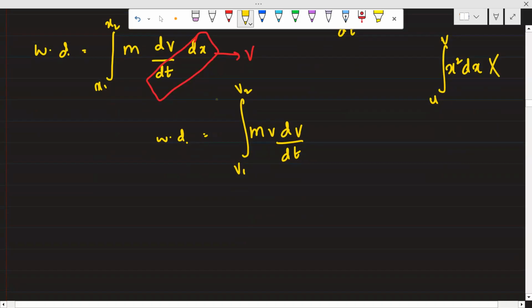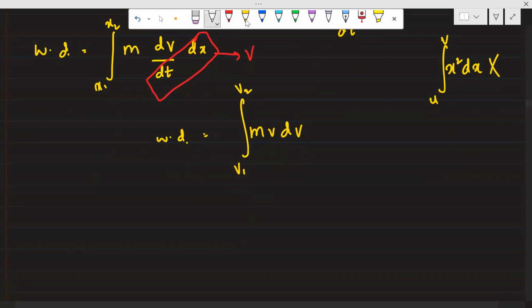This is m v dv. dt we have already considered here. Now we have to integrate. Mass is constant. Mass is not variable. Remember, we are not taking variable mass. If mass is variable, use a different step, but that won't be given to you.